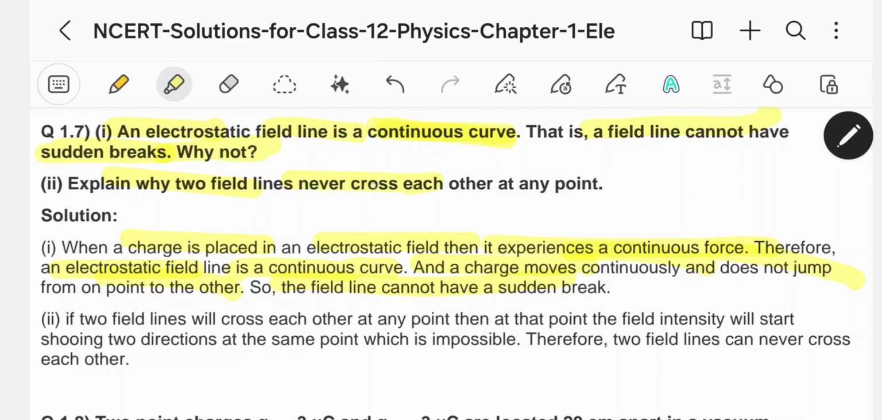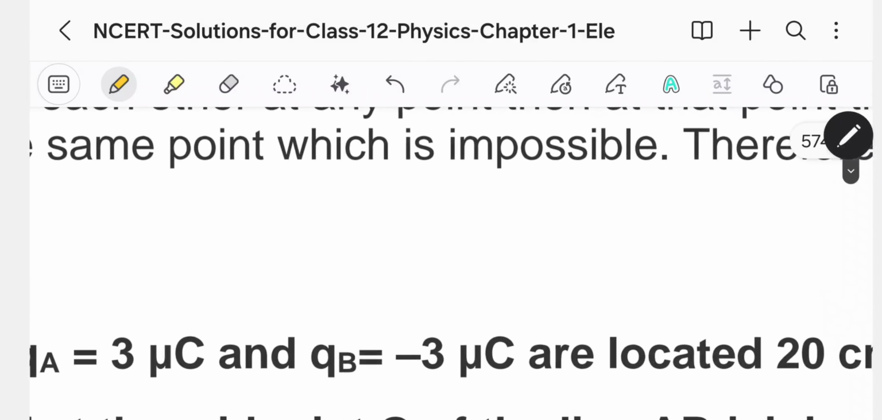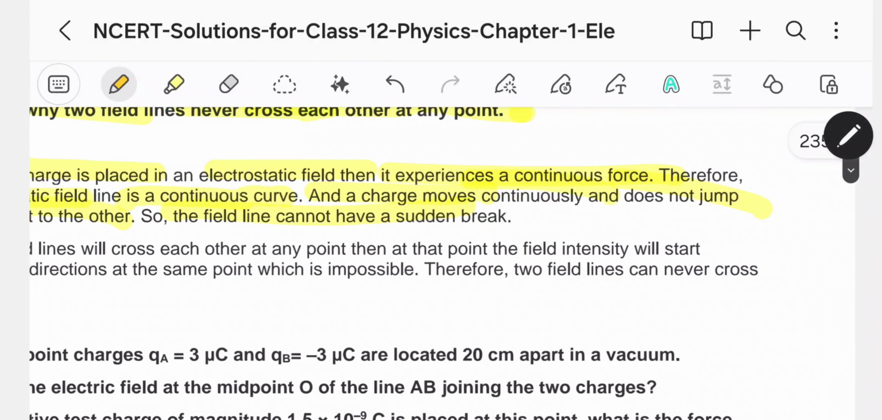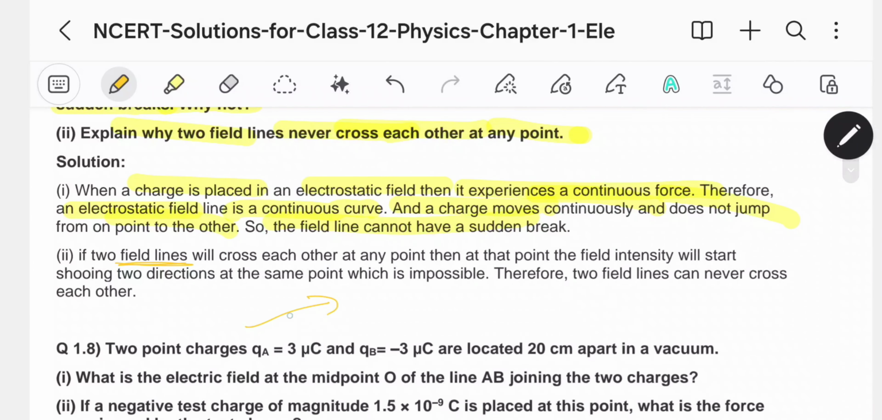Now, why can two field lines never cross each other at any point? Because, see, we already learned this in the magnetic chapter as well, right? Last in 10th grade. For example, it's going like this. At one point, you can have two tangents, right? And the direction will be showing two directions, which is not possible. That means if two field lines cross each other, you'll have two tangents. That means two directions at the same point.